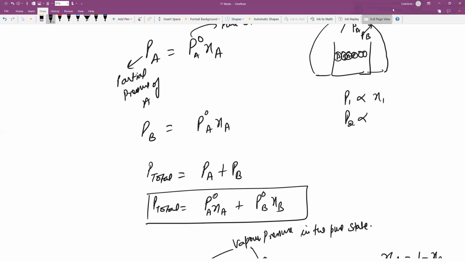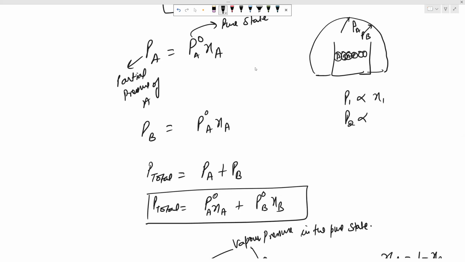Now here you can check that P2 is directly proportional to X2. It means that when two liquids, liquid 1 and liquid 2, are dissolving, they are both forming a mixture. When they form the mixture, they will evaporate and exert a pressure on the wall of the container. Since two liquids are present, the particles of both liquids will evaporate.